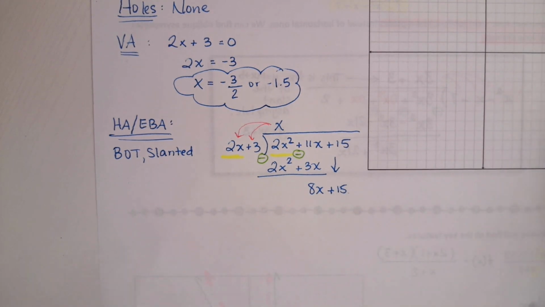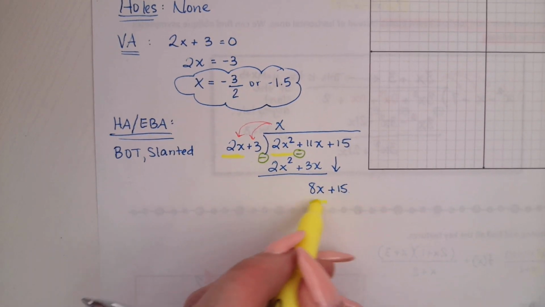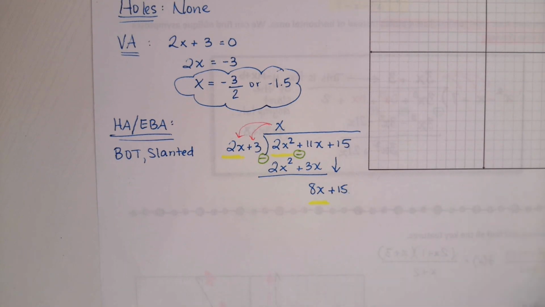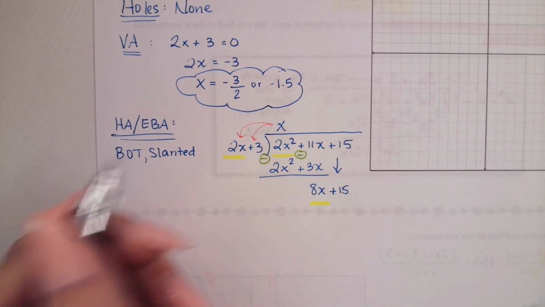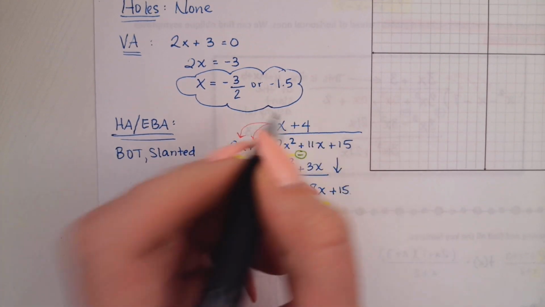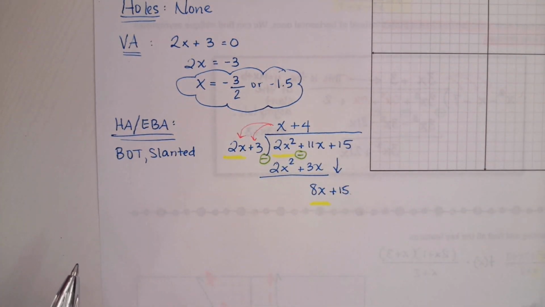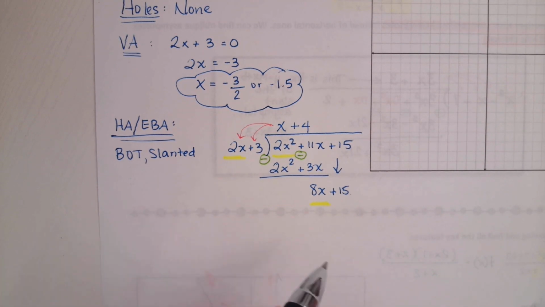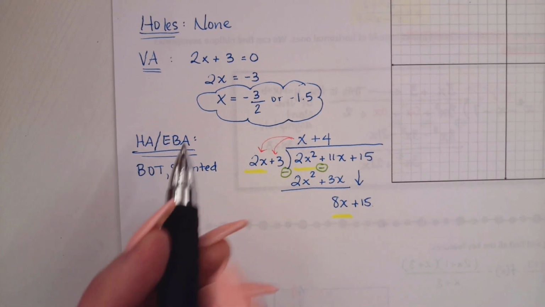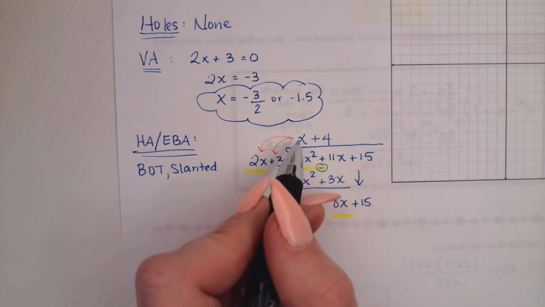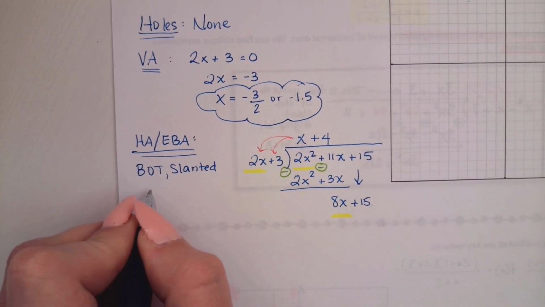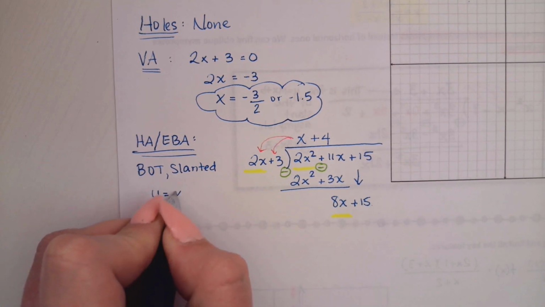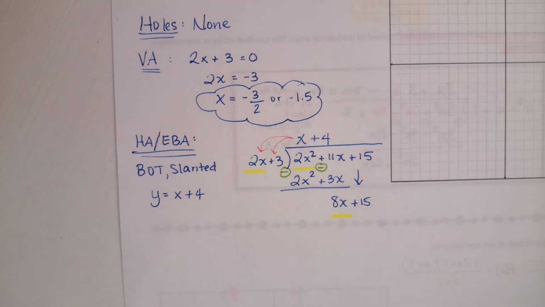We're looking at the 2x outside, and we're looking at the 8x on the bottom. What do I need to multiply 2x by to get to be 8x? A 4. Positive 4 or negative 4? Positive 4. Do I need to continue? No. You don't need to distribute. You don't need to subtract. You don't need to find a remainder. You need to do just enough of the polynomial long division to get an mx plus b. So my slanted equation would be y equals x plus 4.